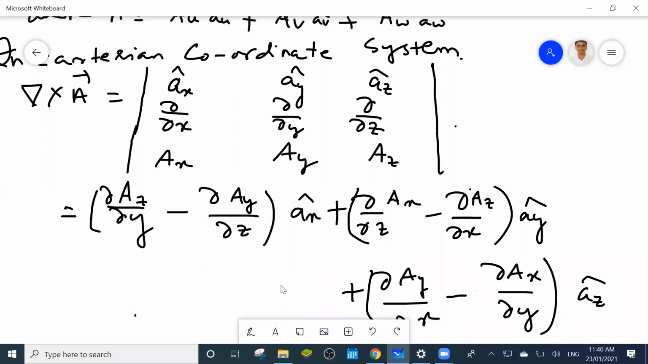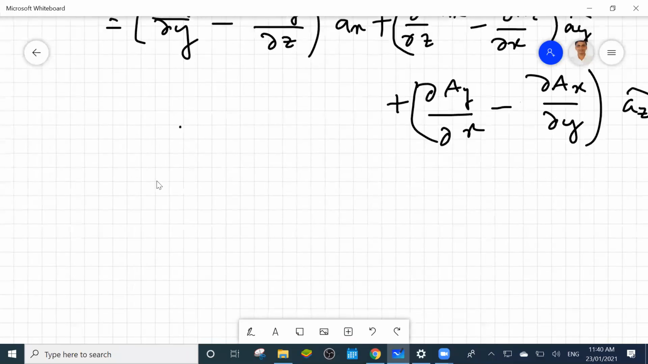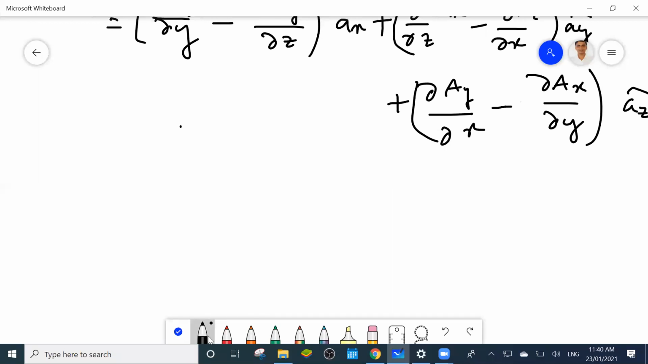So now find out in cylindrical coordinate system what will be the curl of a vector. Generally, for the determinant, the second term we will keep minus, but I am taking all positive. That's why I changed it. If we put minus here, see here.